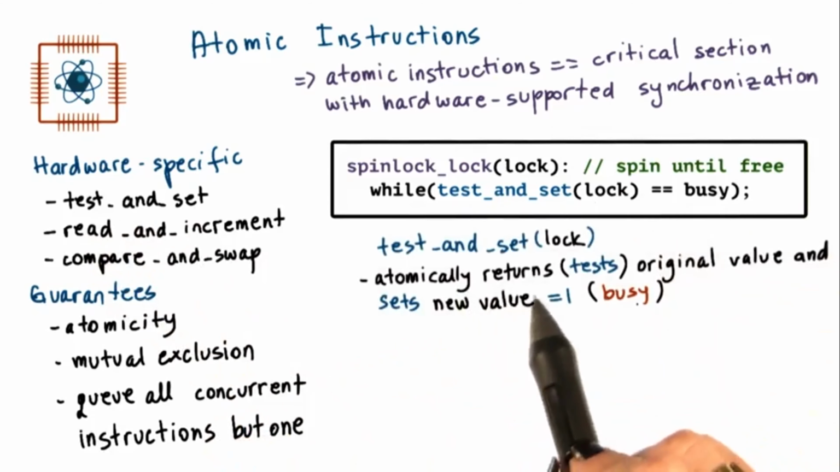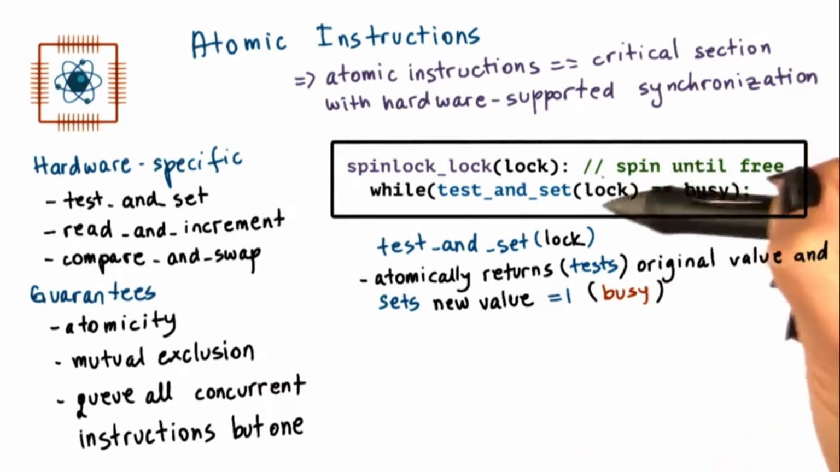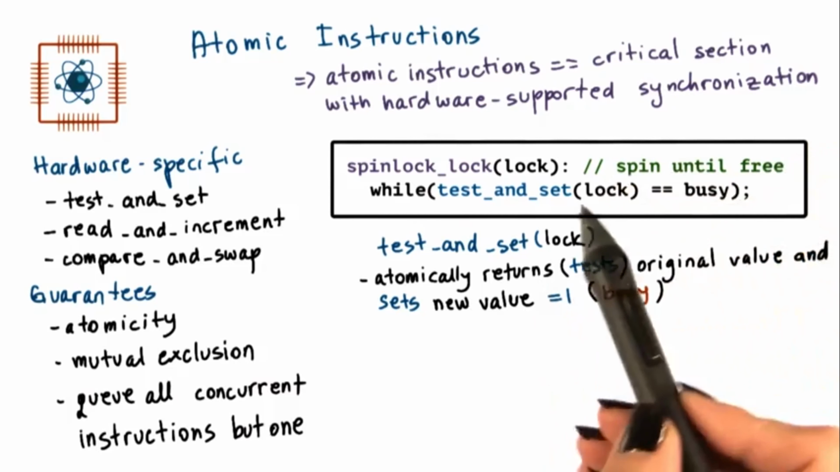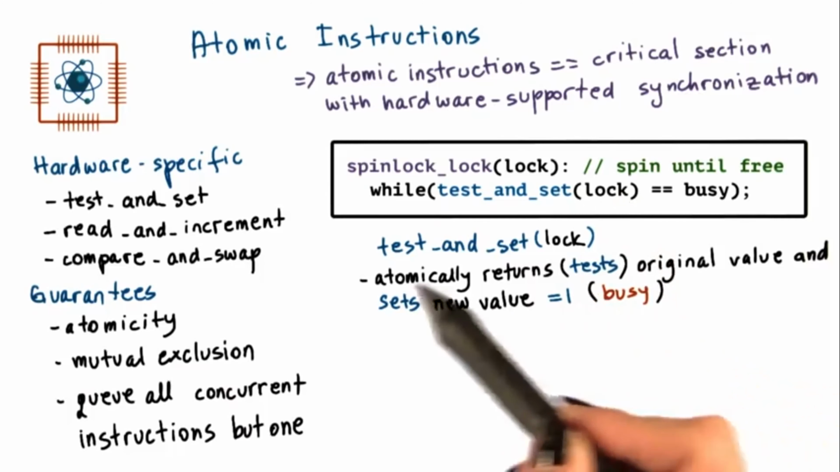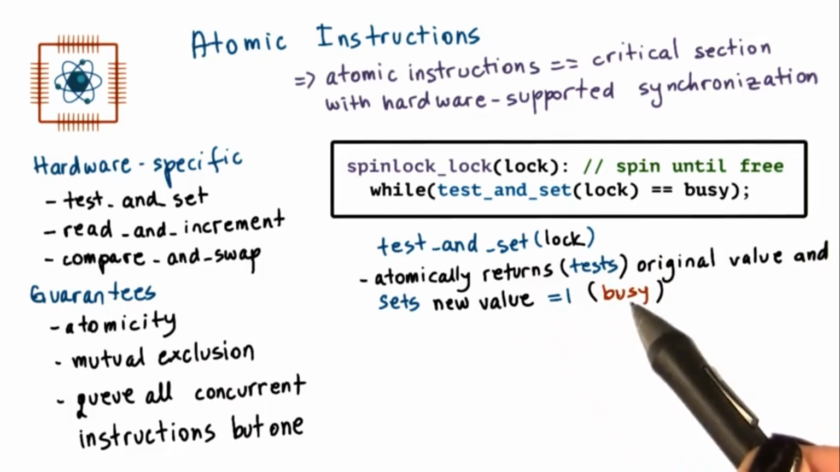Here, test and set automatically returns, or tests, the original value of the memory location that's passed as parameter, lock in this case, and sets the new value of this memory location to be 1. This happens automatically. Remember, 1 to us indicates that the lock is busy.